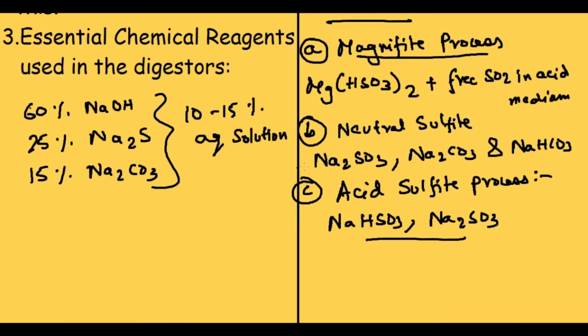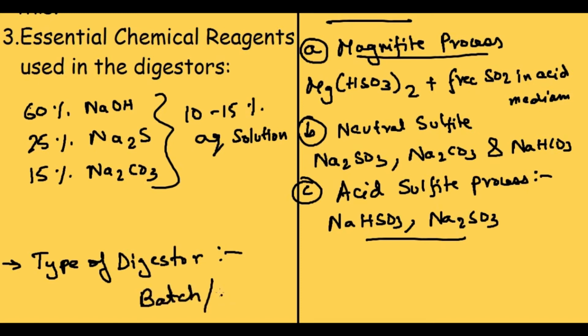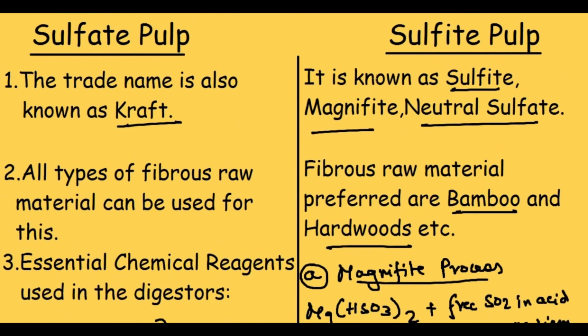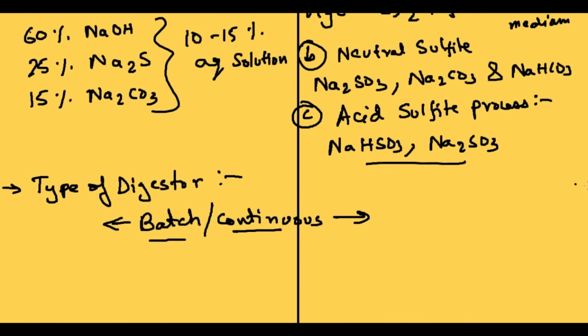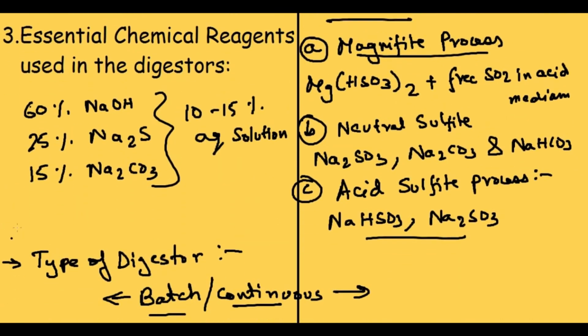Now the next point is on the basis of the type of digester. This is common for both. The type of digester for both can be either batch or continuous. This is common for both the processes, the sulfite pulp and the sulfate pulp. Now let's move on to the fifth point.